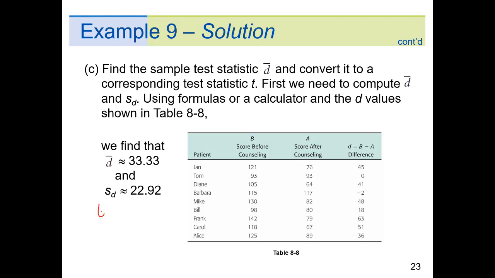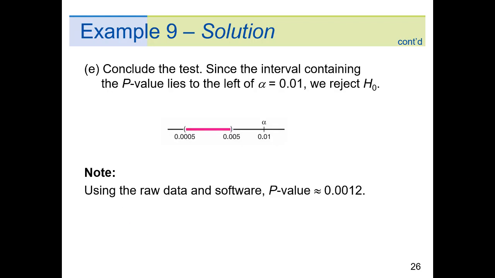We have our t-score of approximately 4.362. And we have a p-value of approximately 0.0012. From this p-value, then, we can make some conclusions about our test. Specifically, our p-value of 0.0012 is less than or equal to our alpha value, which we set at 0.01.